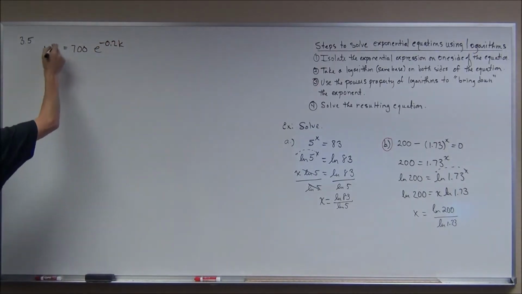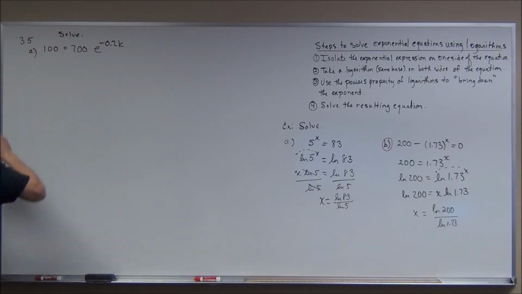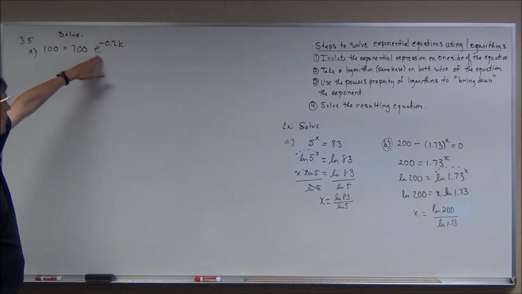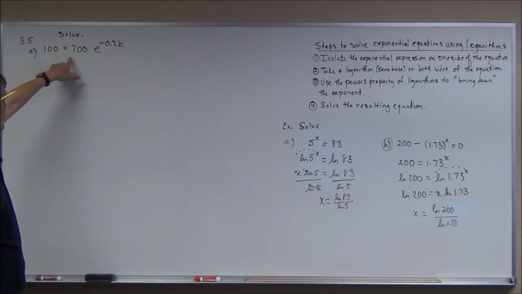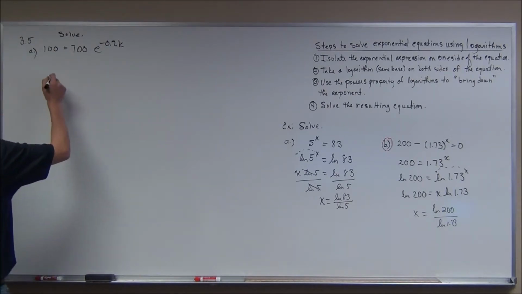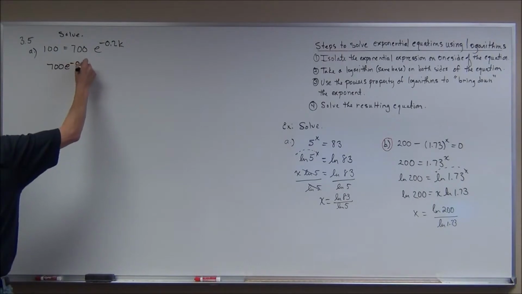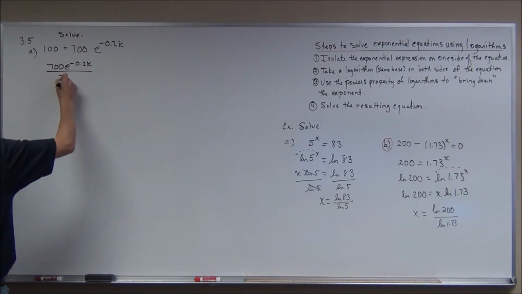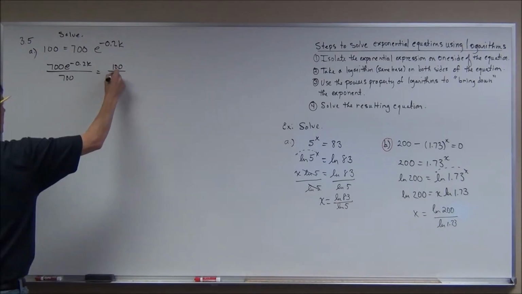Okay, and again, the directions say solve. We'll use this as part A right here. All right, so I'm going to solve this one. I need to isolate the variable, I should say the exponential expression that involves the variable. So I'm going to divide both sides by 700, and flip-flop sides. I'm going to write 700 e to the negative 0.2k divided by 700 is equal to 100 divided by 700.